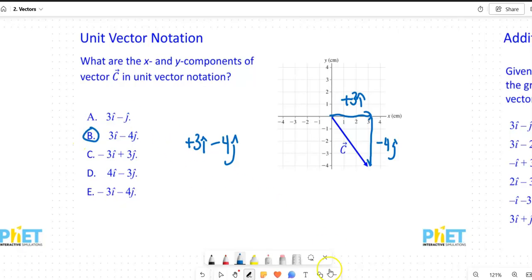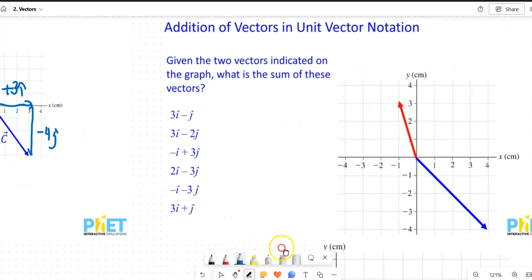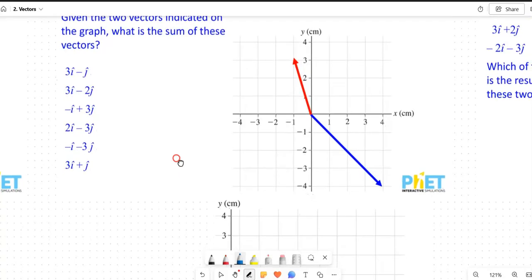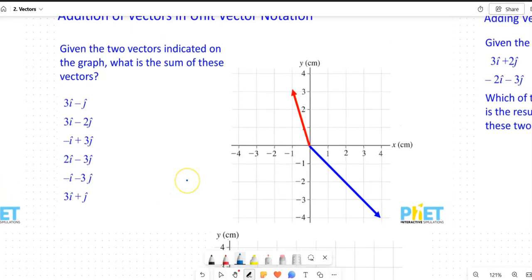All right. Let's try some vector addition. Okay. So we've done vector addition in 2 dimensions before in the tutorial. Now we're going to be using unit vectors.